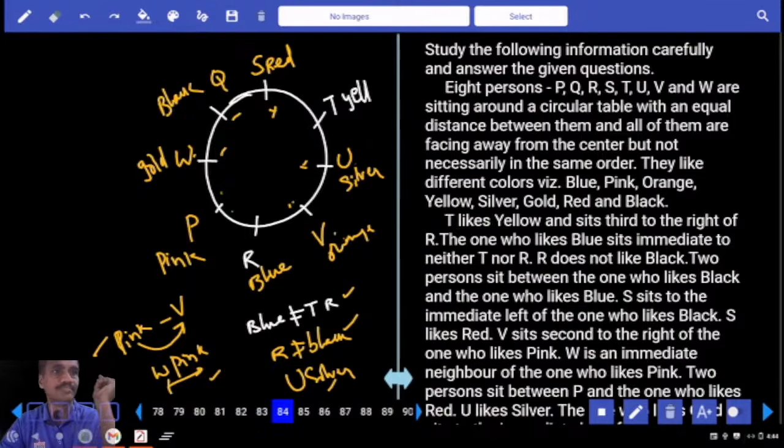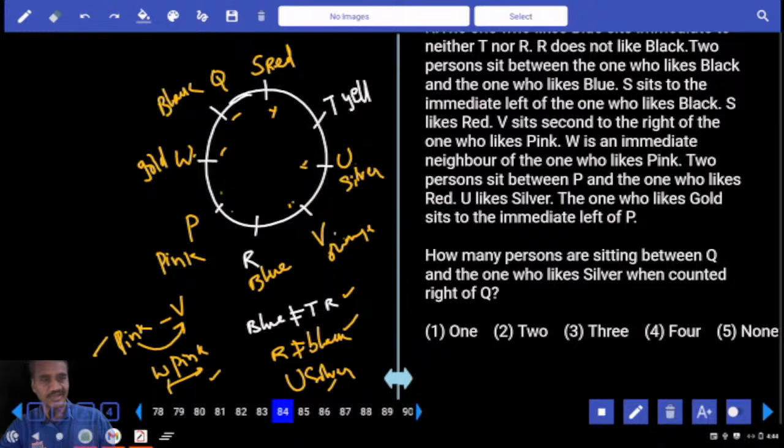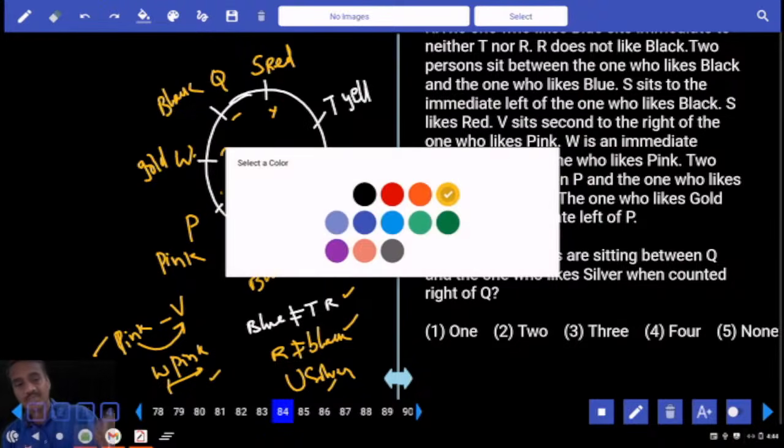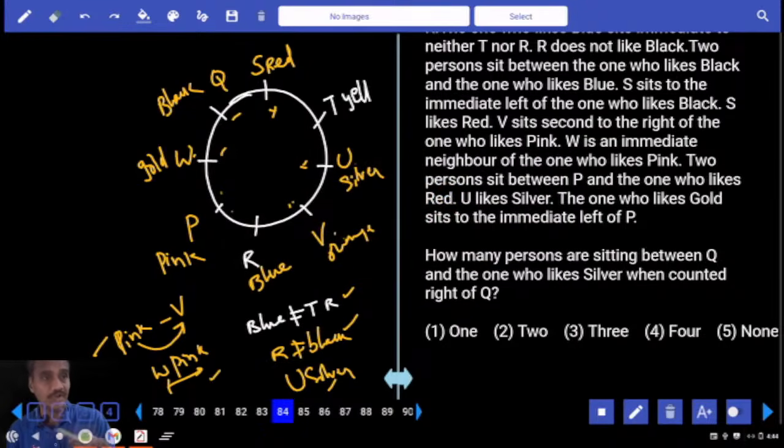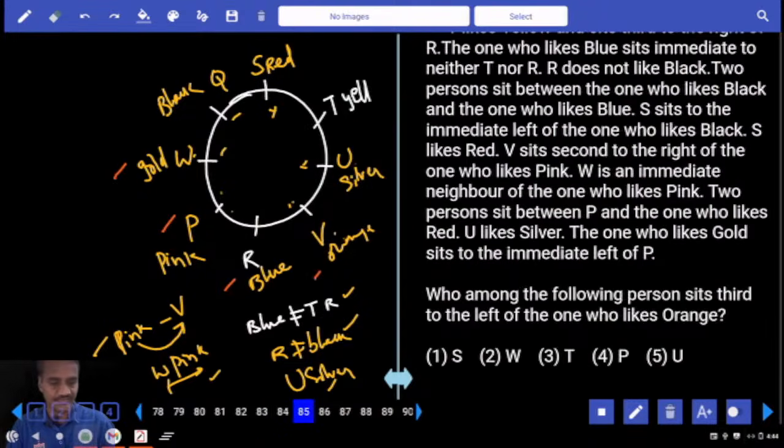Then how many are in between Q and the one who likes silver when counted from the right of Q? Right of Q, and they are on the right-hand side, so 1, 2, 3, 4. And next one, 85. Who among the following persons sits third to the left of orange?